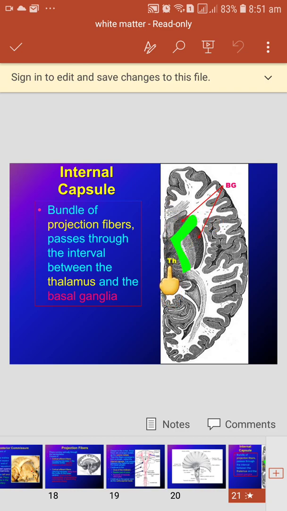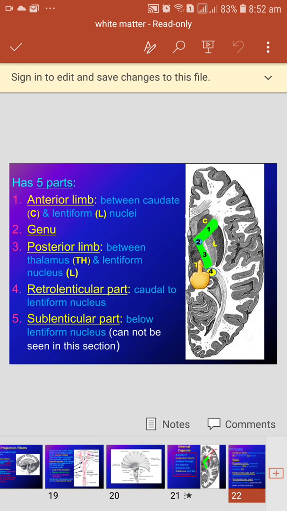This is the hemisection. You can see here, this one is the thalamus and these are the basal ganglia, and this with the green is the internal capsule. So the internal capsule is the bundle of projection fibers that passes between the thalamus and basal ganglia. The internal capsule has 5 parts. Firstly, the anterior limb, then this band is the genu, then posterior limb, then the retrolenticular part and also the sublenticular part. So it has 5 parts.